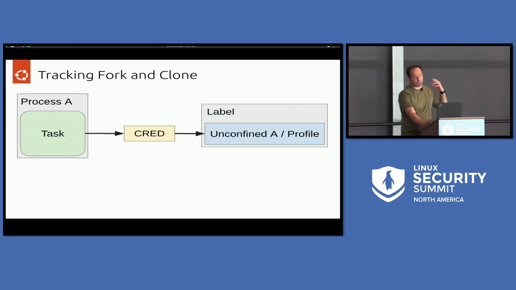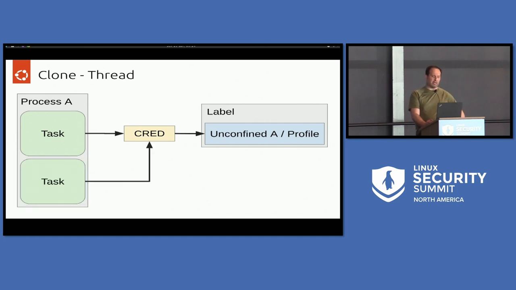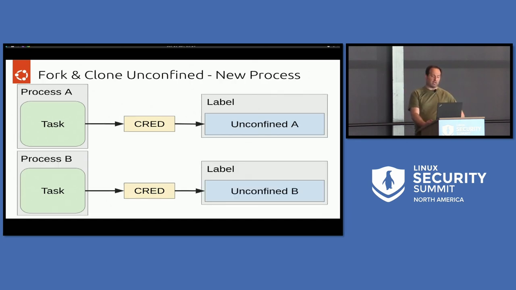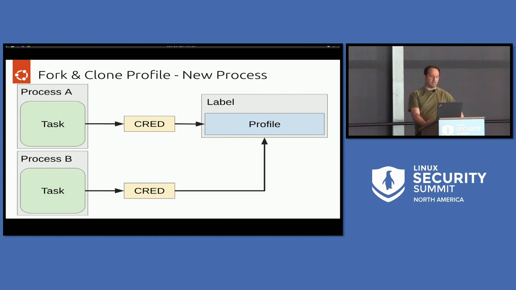Tracking: a process has a task, it gets its cred, it points to our label, and we've got an unconfined profile, right? When you clone a thread within that process, you get two tasks. Sometimes they share a cred, sometimes they don't, but they end up both pointing to our label. With fork, when you're creating a new process, we're going to get a split. Generally speaking, the label can be different for different processes, different applications, different confinement, whatever. That's okay. We can have them share as well, and that can be inherited.